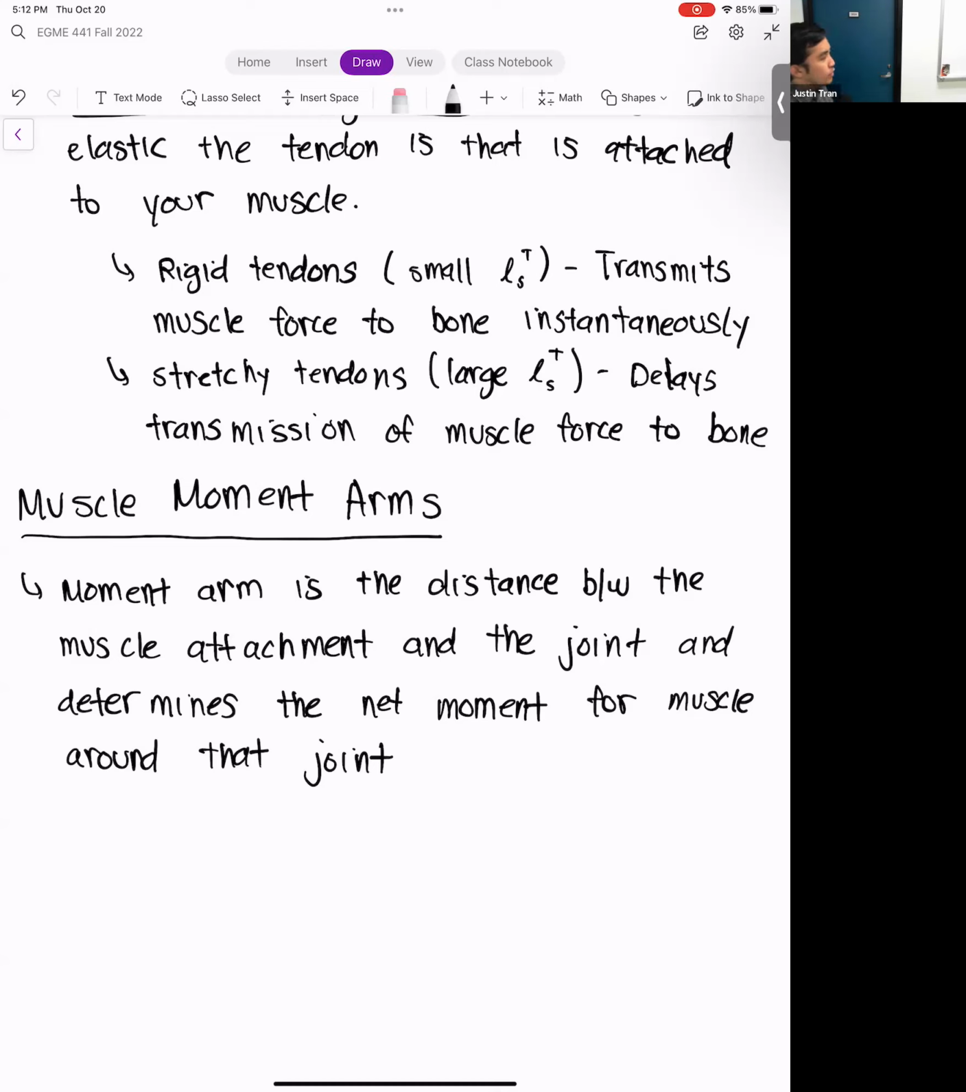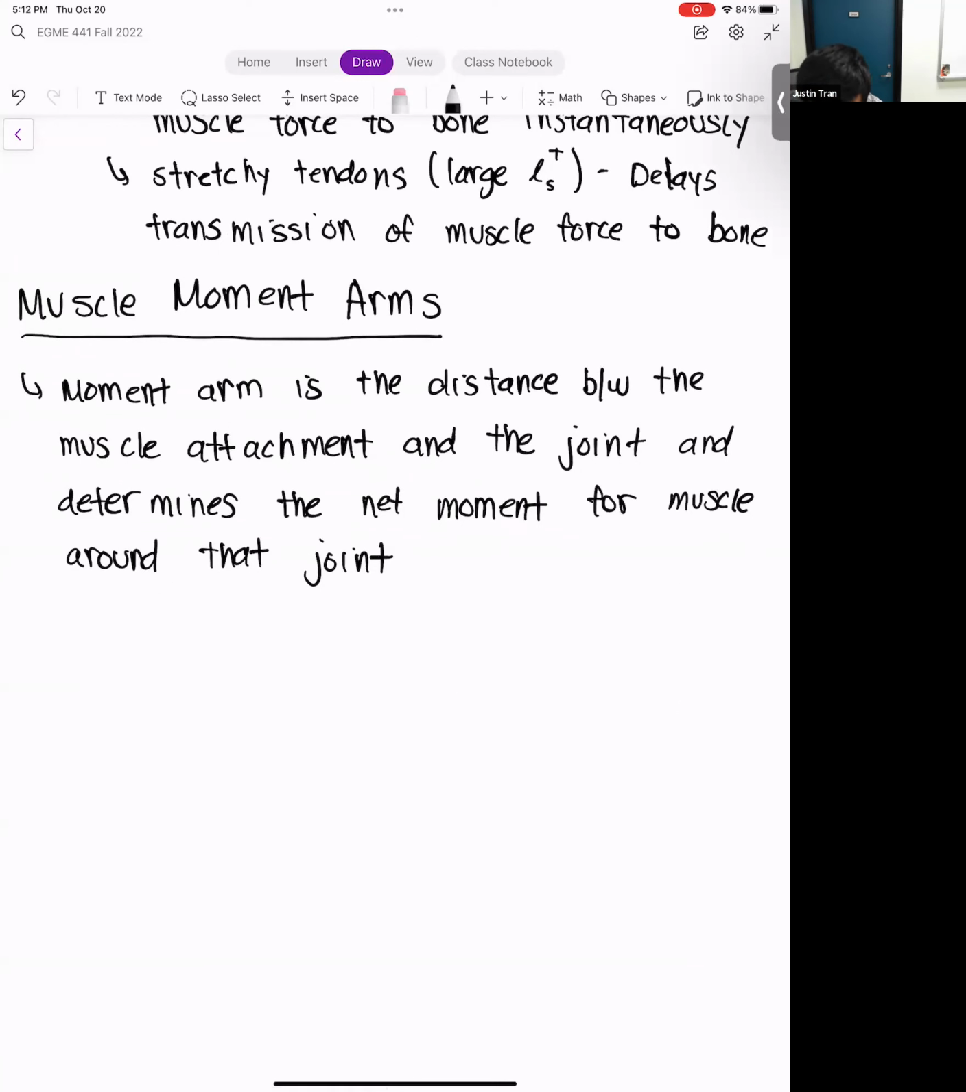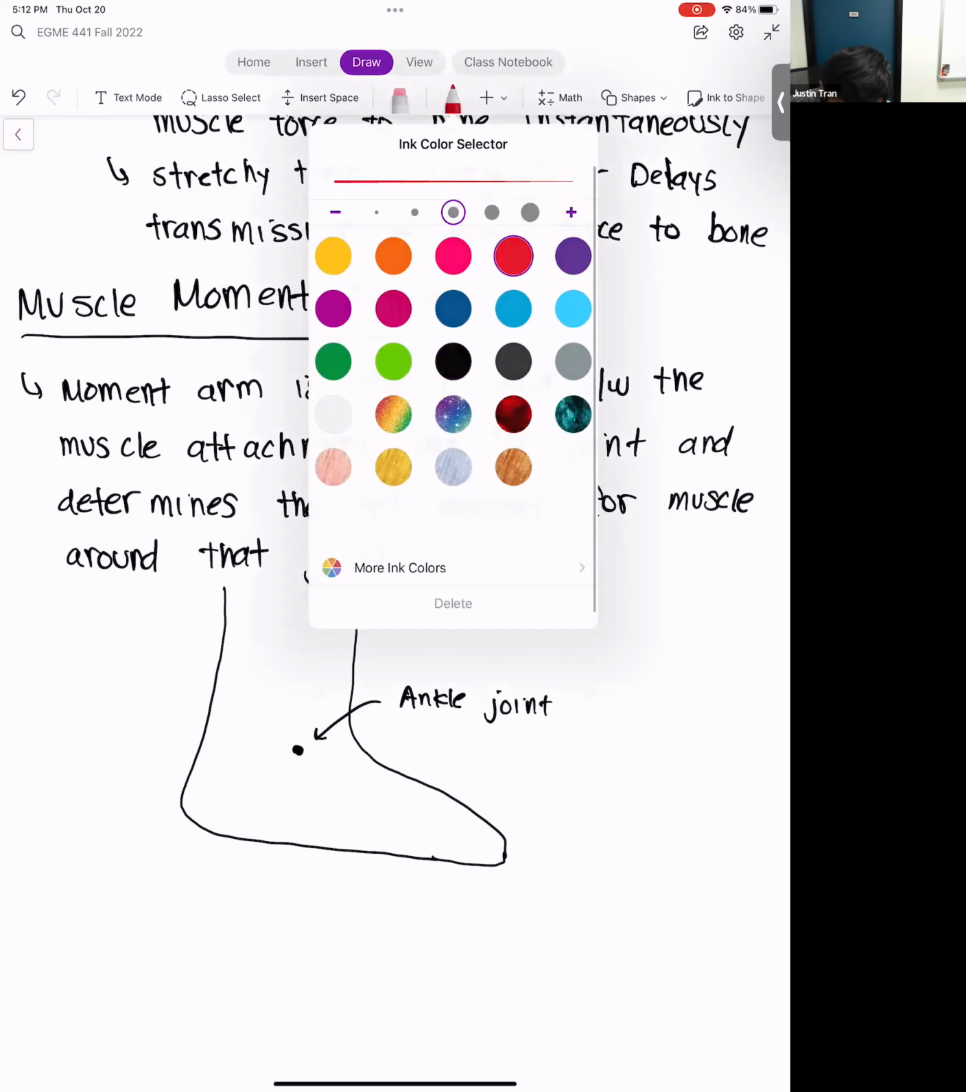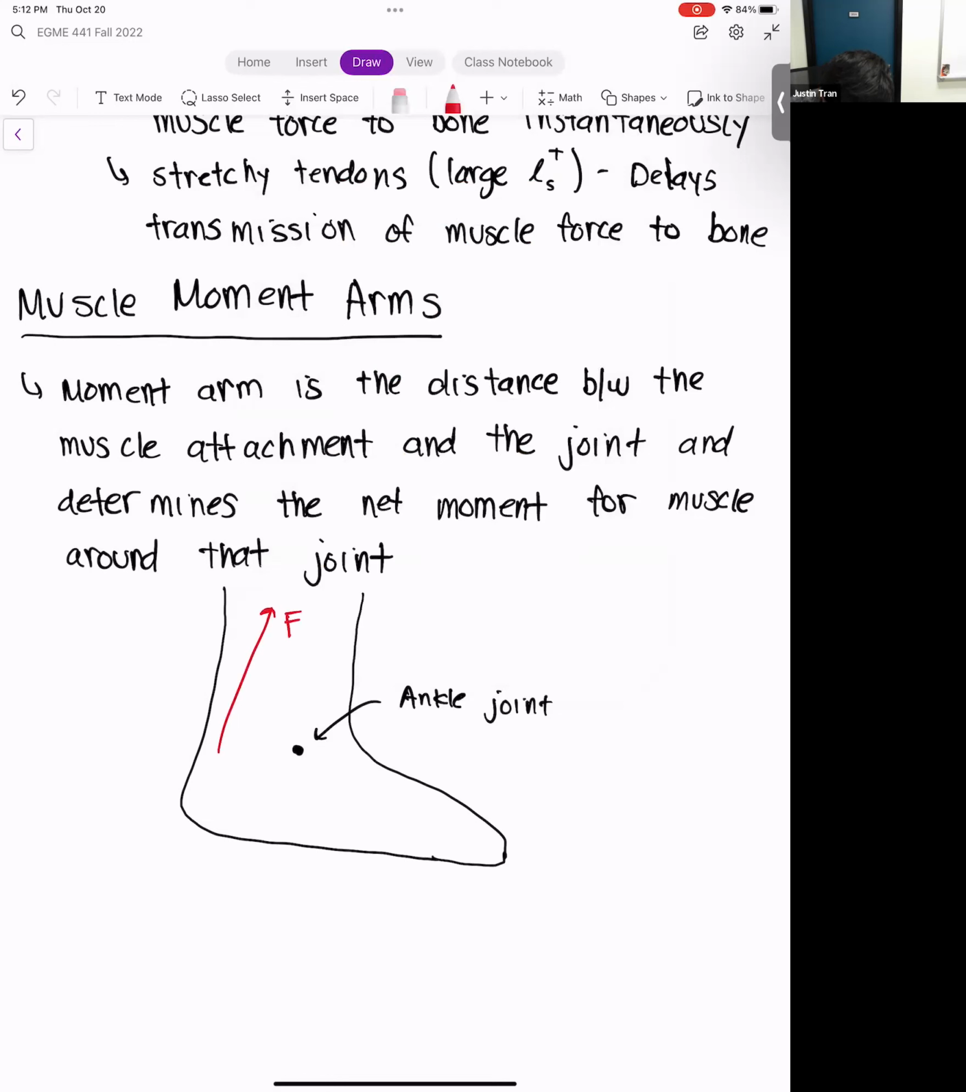And so when you want to compute the moment that the muscle produces, you need the muscle force, and then you also need the moment arm as well. As an example, let's say that we have your ankle joint, foot. All right, so let's say here is your ankle joint. And then you have a muscle force that may be going like this.